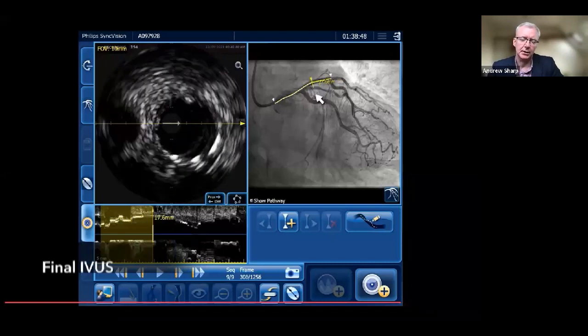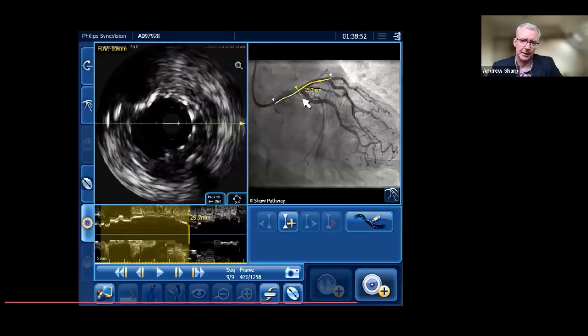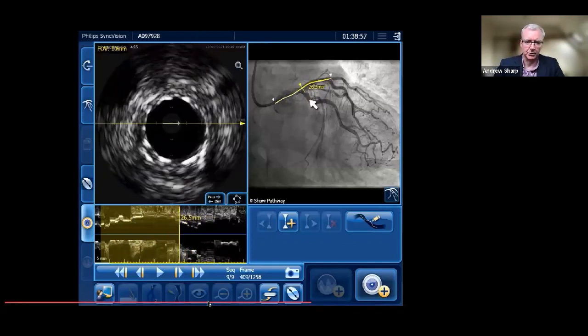So here we look at the LAD again, and the LAD looks pretty good actually. And again, you see this distal left main is not right. If I can pause it at the right point.